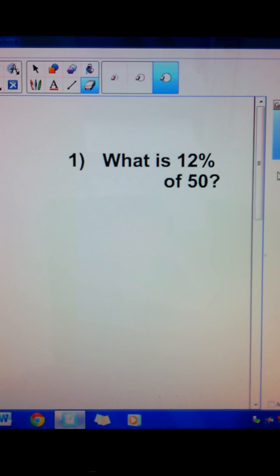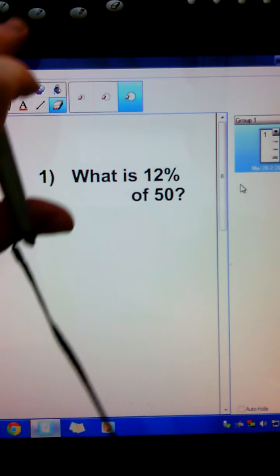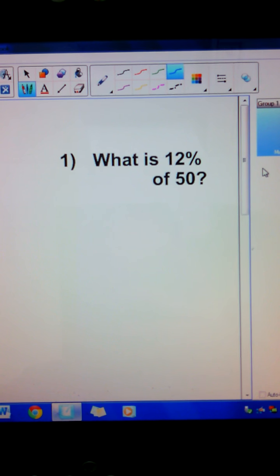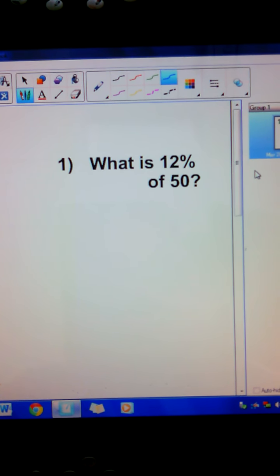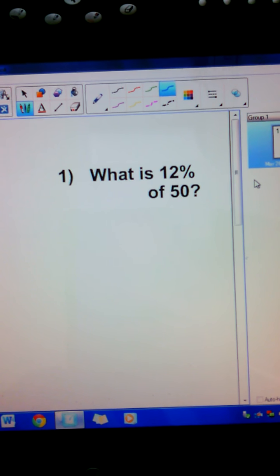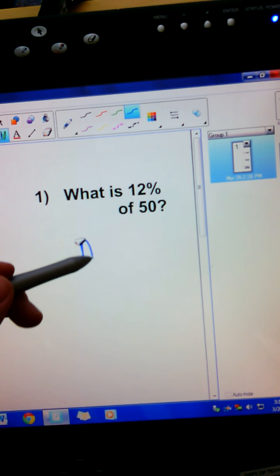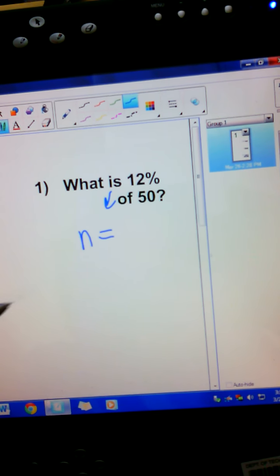So let's look at the first question. What is 12% of 50? Starting off, the word what is our unknown variable, and I'm just going to use n, but you could use any letter. Next up, is your equal sign.